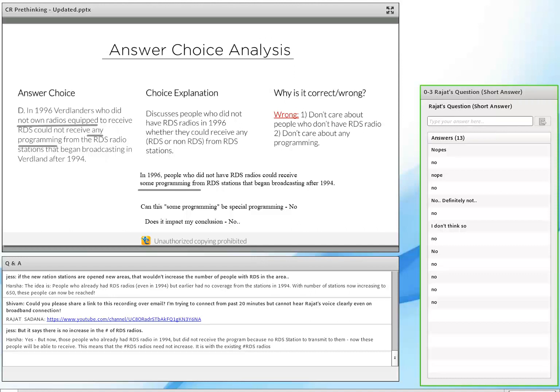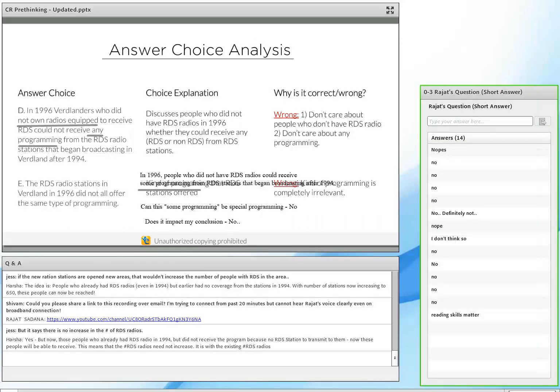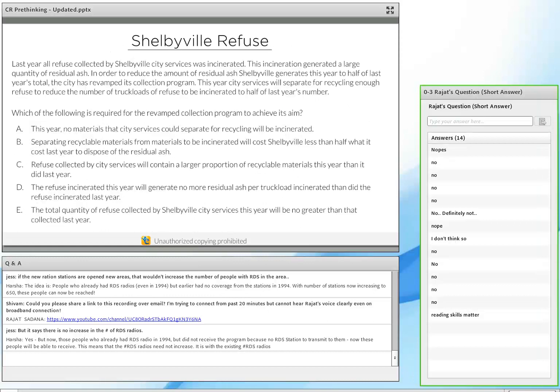Not worrying about, hey, this answer choice is something extreme, so I'm going to reject it. No. The GMAT is not a test of pattern recognition. It is a test of ability. I'm not going to worry about choice E.